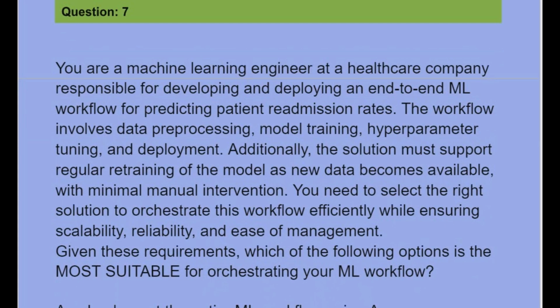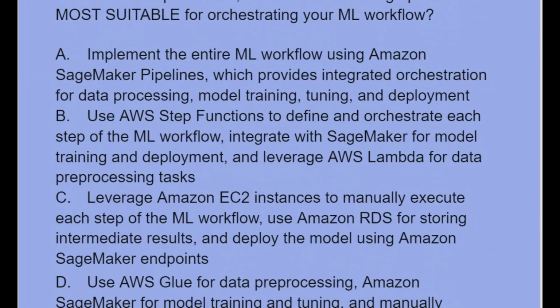Given these requirements, which of the following options is the most suitable for orchestrating your ML workflow? Option A, implement the entire ML workflow using Amazon SageMaker Pipelines, which provides integrated orchestration for data processing, model training, tuning, and deployment. Option B, use AWS Step Functions to define and orchestrate each step of the ML workflow, integrate with SageMaker for model training and deployment, and leverage AWS Lambda for data processing tasks.